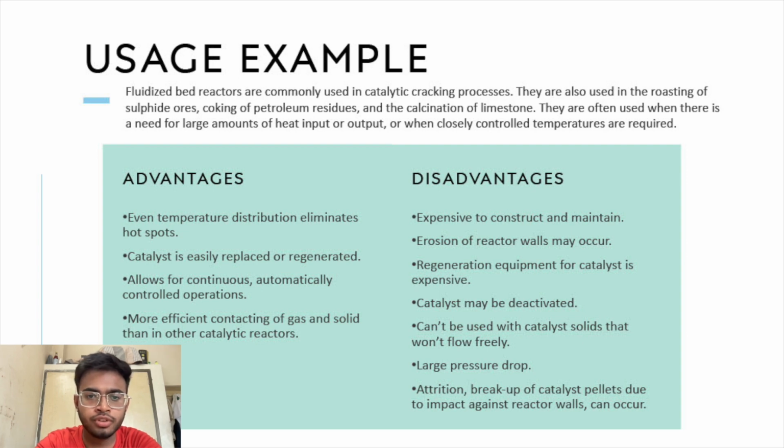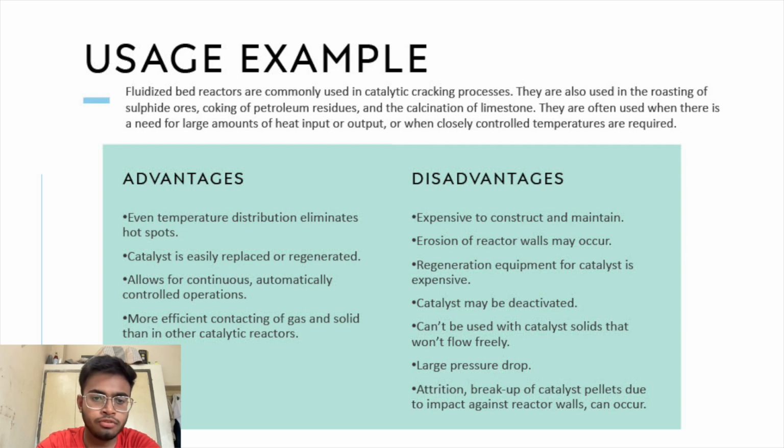They are often used when there is a large need for heat input and output, or when closely controlled temperatures are required. The advantages are listed below. Even temperature distribution eliminates hot spots. Catalyst is easily replaced or regenerated. It allows for continuous and automatically controlled operation, and more efficient contacting of gas and solid than in any other catalytic reactor. But let us also consider the disadvantages.